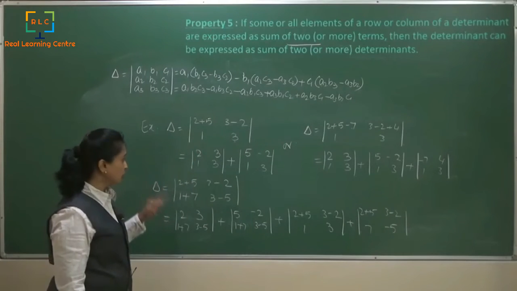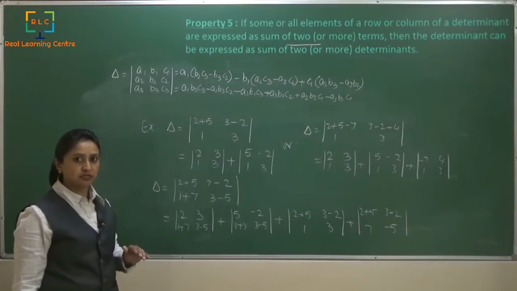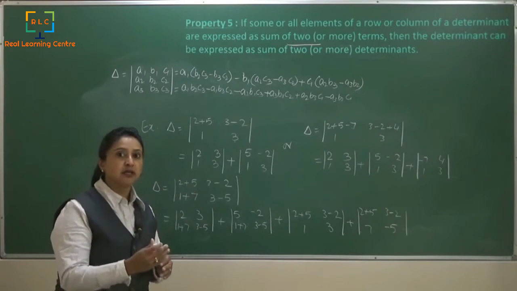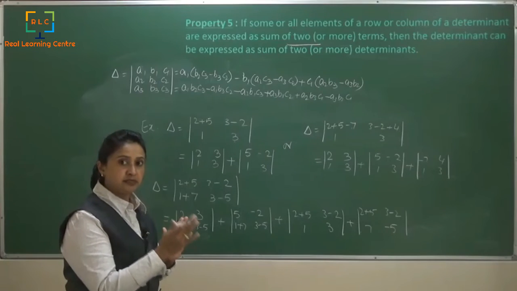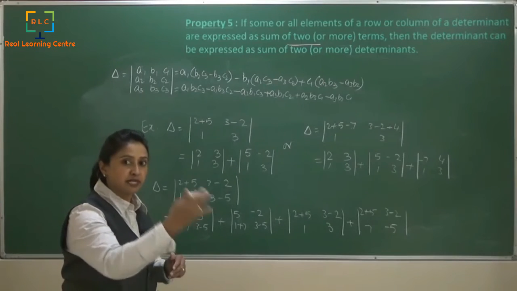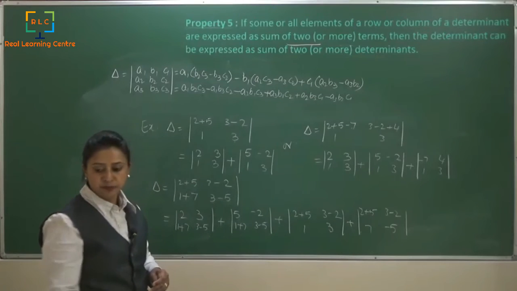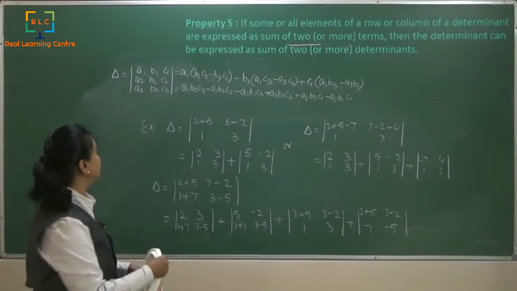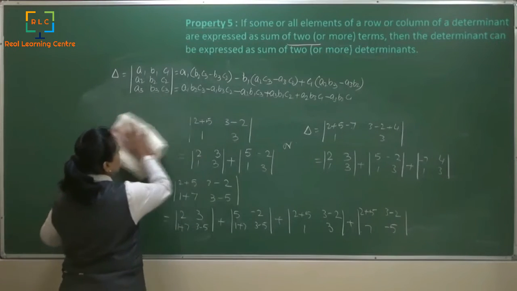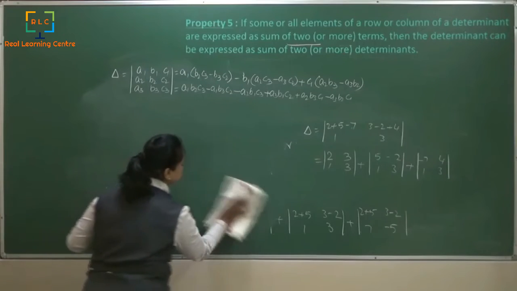If there is one column or one row elements which are addition of two or three elements, then we can separate the determinants as the sum of that many determinants. How many terms are there? That many determinants we can write it as. Now this is the meaning of the property. Now let us go to the proof of this.